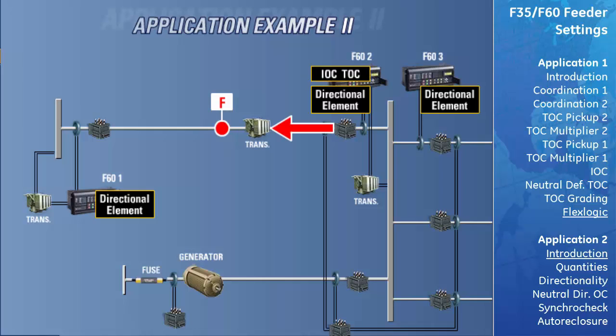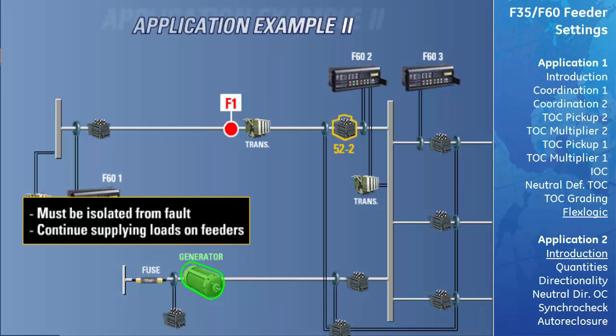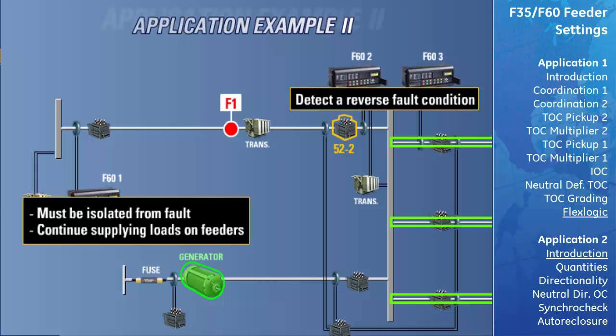A simple example of an application of a directional element can be illustrated at our industrial customer site. If this customer supplements his power requirements by paralleling a utility supply with on-site generation as shown, he needs to have a directional overcurrent element on the 52-2 breaker for the following condition. For a fault at F1, which is fed by the generation system, the generation has to be isolated from the fault as fast as possible and still continue supplying the loads on the feeders. This can be accomplished only by detecting a reverse fault condition on breaker 52-2.